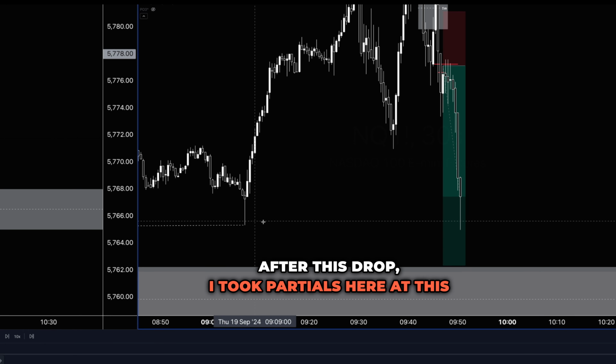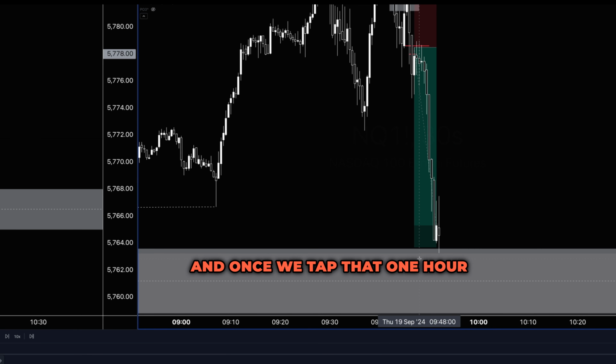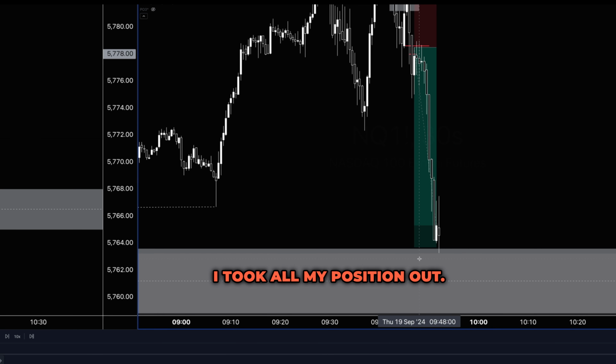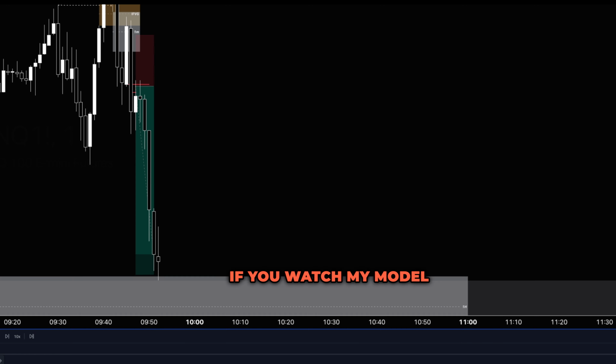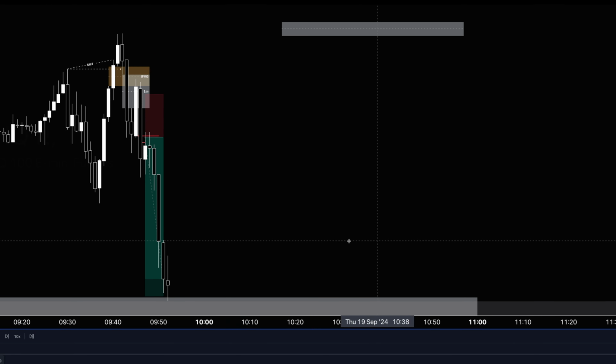After this drop, I took partials here at this low. And once we tap that 1 hour fair value gap, that's where I took all my position out. So, I mean, pretty simple trade. If you watch my model video, this is literally my model.